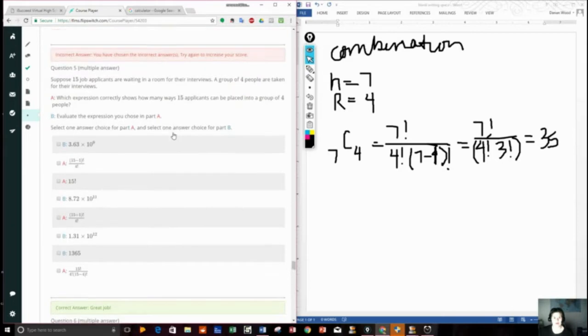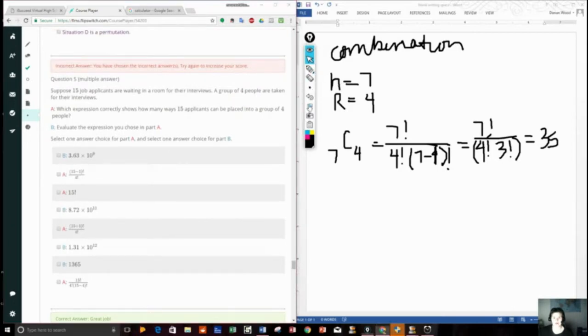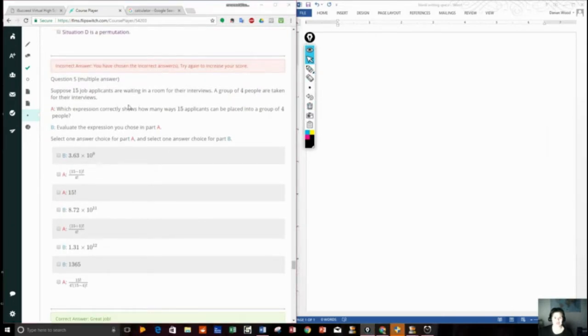Great job. Alright, so question 5. Suppose 15 job applicants are waiting in a room for their interviews. A group of 4 people are taken in for their interviews. A. Which expression correctly shows how many ways the applicants can be placed into groups of 4? And B. Evaluate the expression.